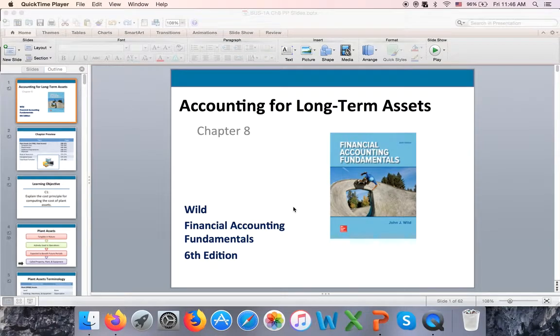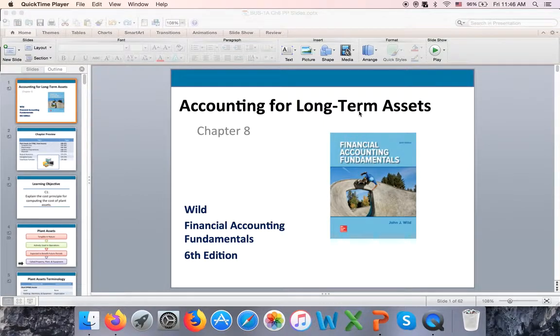Welcome to Chapter 8. In the previous three chapters, we discussed different groups of current assets, and now we're going to focus on non-current assets, the ones we're going to use for more than a year or an operating cycle of the company, whichever one is longer, or the ones that we will convert into cash in more than a year. So they're called long-term assets or non-current assets.